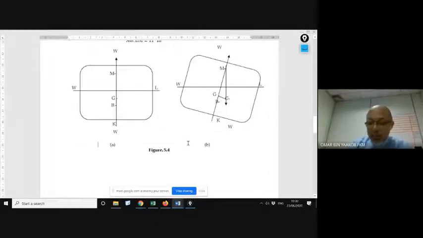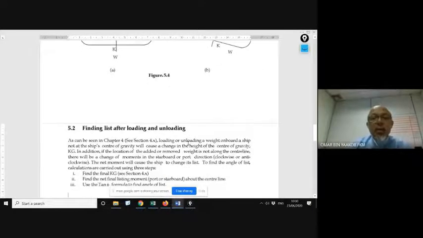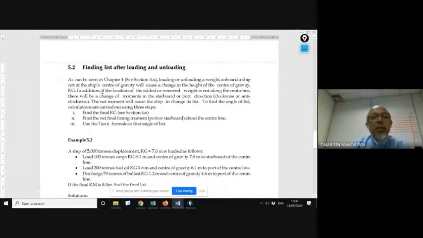The second part of these notes, 5.2, is finding list after loading and unloading. As can be seen in chapter 4, I should have put a cross-reference to the section in chapter 4 regarding loading and unloading of weight aboard, which we have learned. If you load all the loads on the center line, then basically the only effect is the changing of the center of gravity.